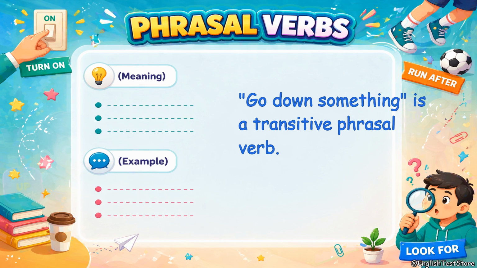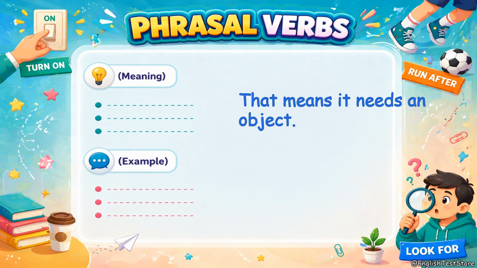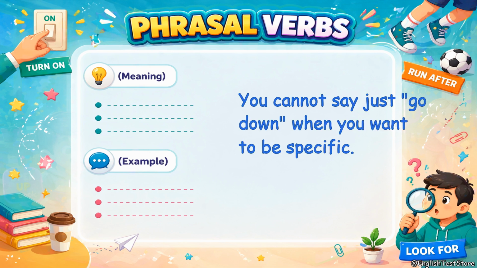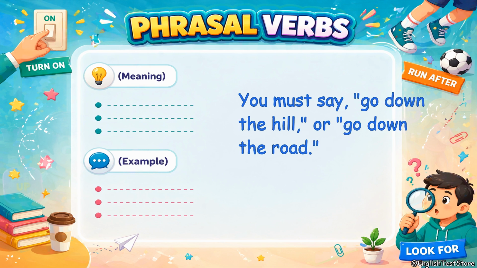Go down something is a transitive phrasal verb. That means it needs an object. You cannot say just go down when you want to be specific. You must say go down the hill or go down the road.